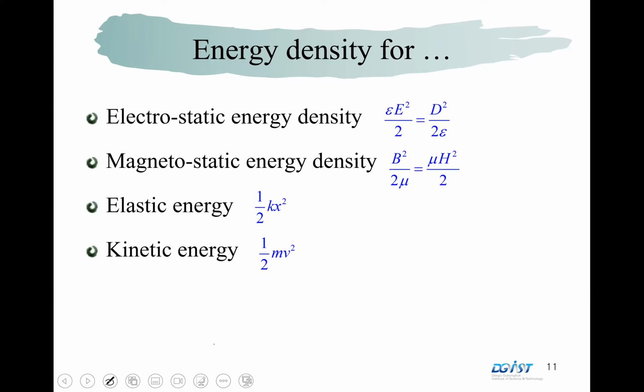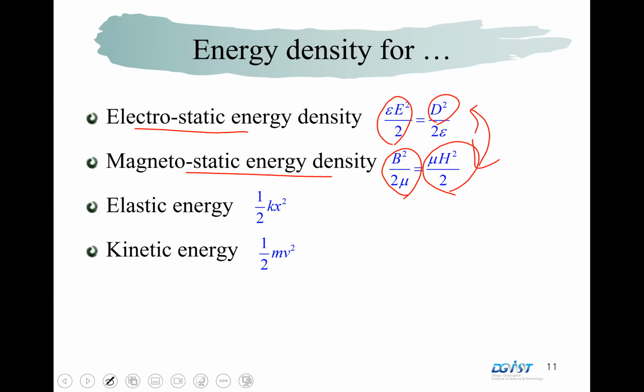So let's go back to the expression for the energy density. To summarize, the electrostatic energy density is epsilon E squared over 2, or if you write the D field instead of the E field, we can write it in this form. Or the magnetic energy, we can write in this form or this form. And as you see here, the expression for these two equations is quite similar to elastic energy. This is energy density. That's the big difference.